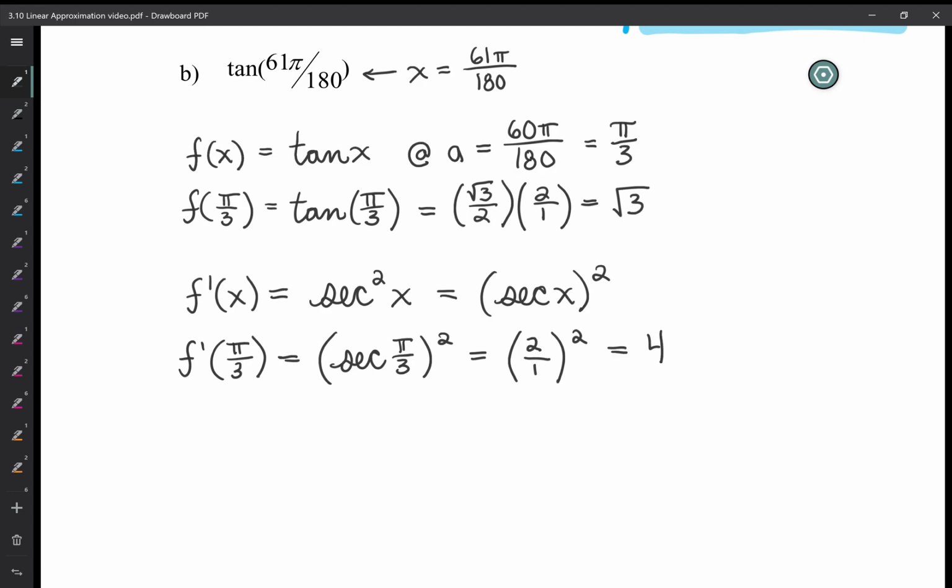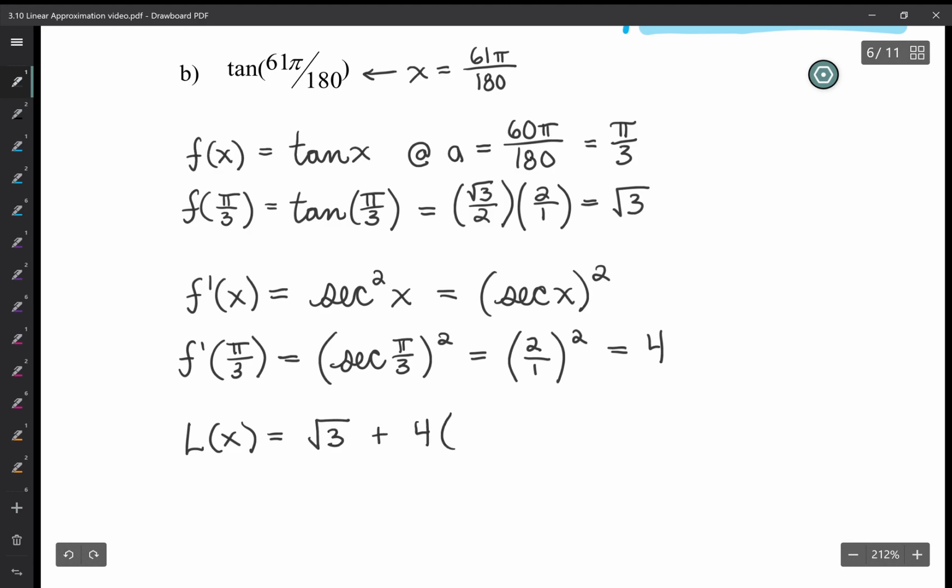We now have everything we need to find the linearization. So L of x is equal to the square root of 3 plus 4 times x minus pi over 3, where we have f of a plus f prime of a times x minus a.